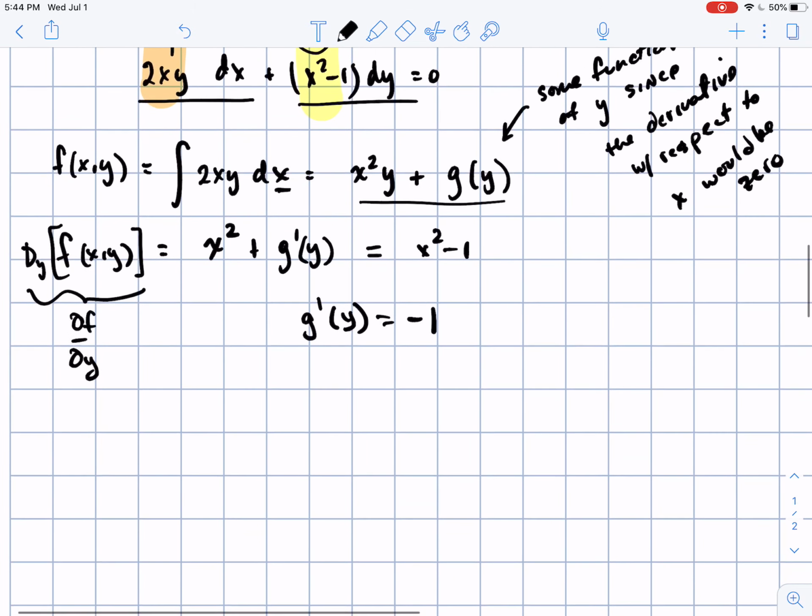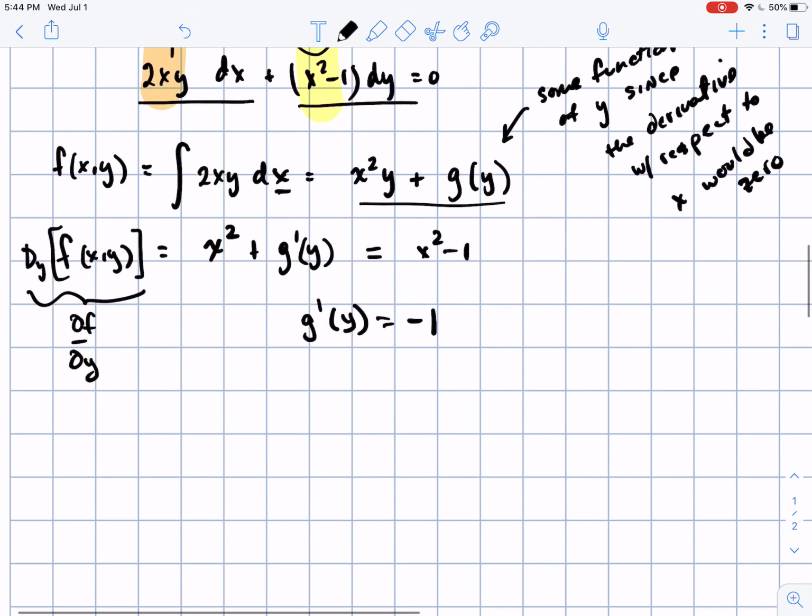All right. Now, if you notice, we did an integral with respect to x, but we didn't do an integral with respect to y. So the last step is to find what g of y is, what we were missing here for our function. I'm going to do an integral of g prime of y with respect to y.